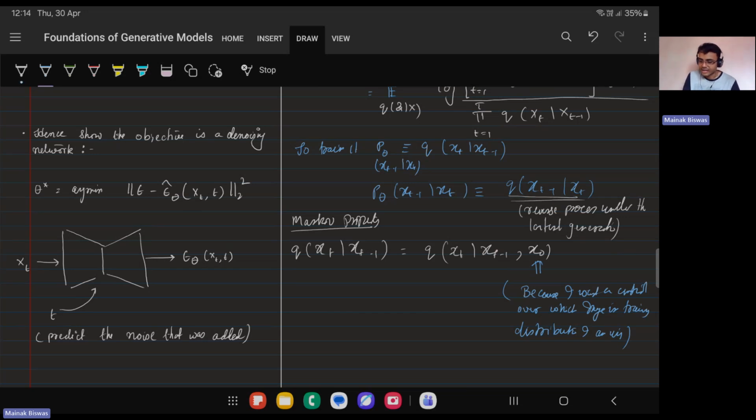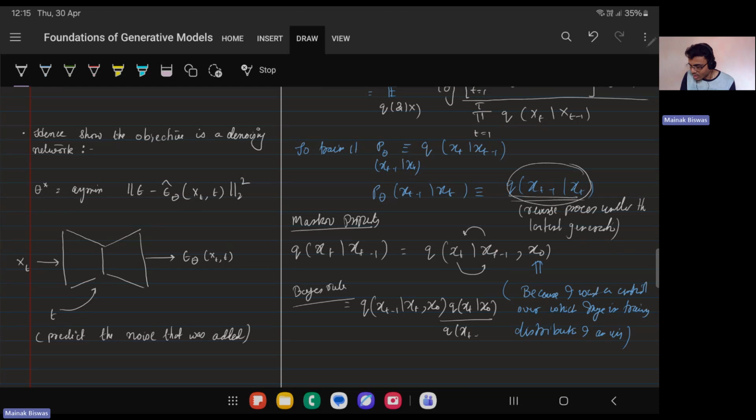Once these are equivalent, I can write this using Bayes rule. Remember, I want the previous step given xt, right? So I can write this as xt minus 1 given xt and x0. When you condition something, you're just taking xt here and xt here, so you'll be using Bayes rule, conditioning on the reverse. The posterior becomes q of xt given x0 by q of xt minus 1 given x0.